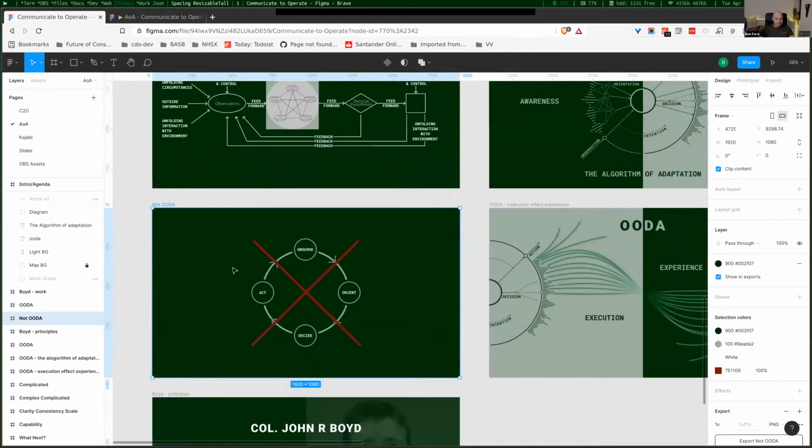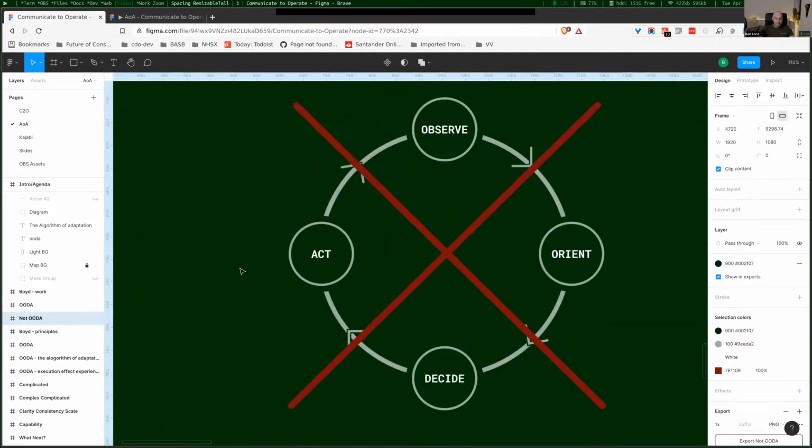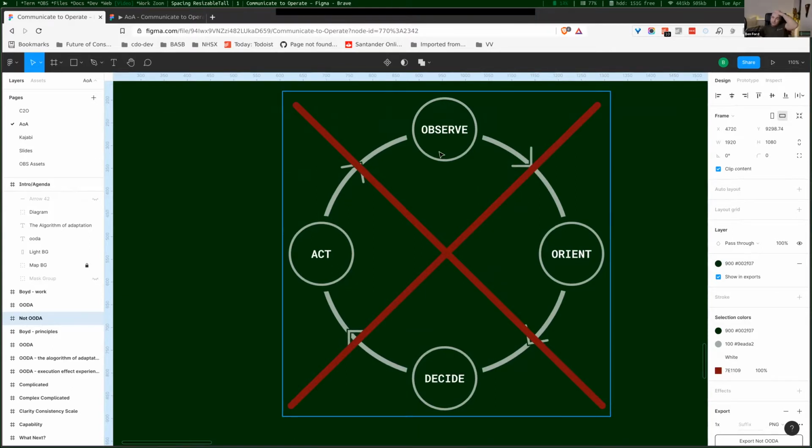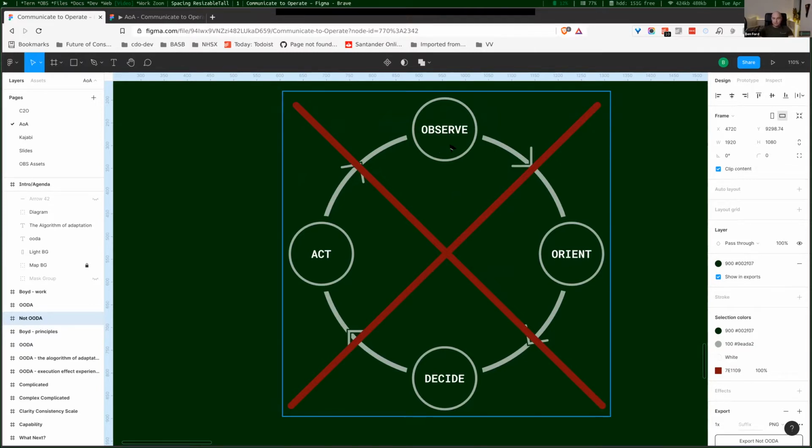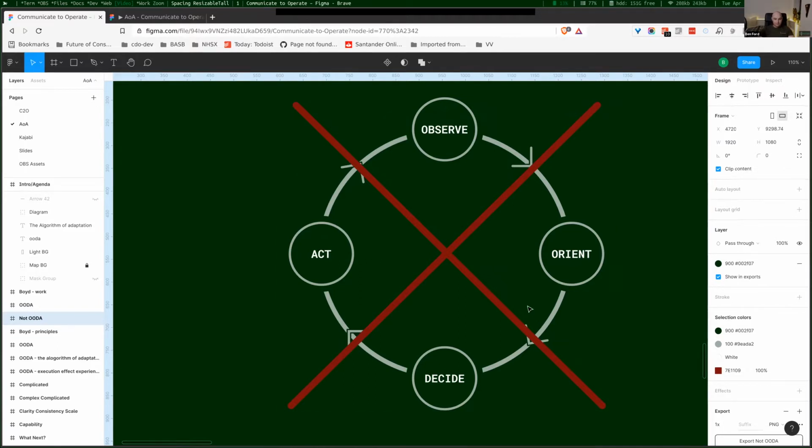So this is the OODA Loop that we often see, right? It's this simplified circle: observe, orient, decide, act. It's like a stepwise function cycle that people go through. Boyd never drew anything like this. This is not the OODA Loop. This is a very, very simplified understanding of the OODA Loop, and that's why I've put a big cross through it.